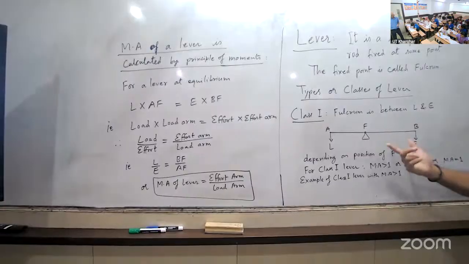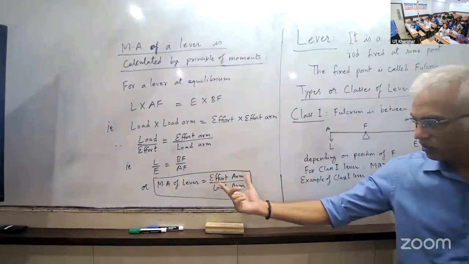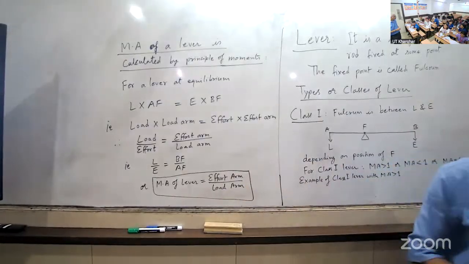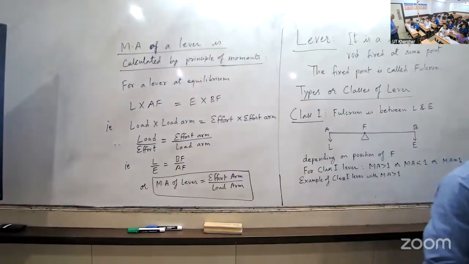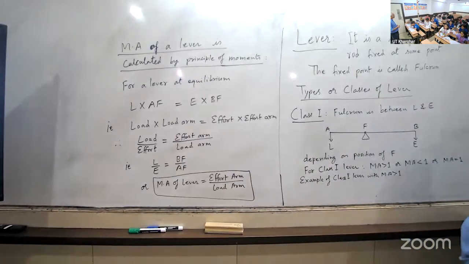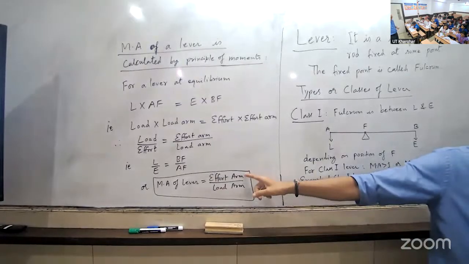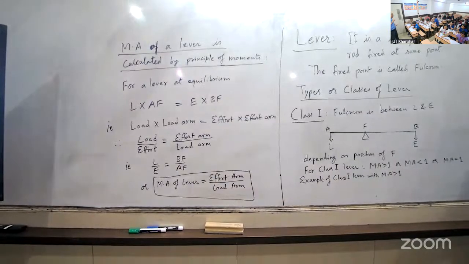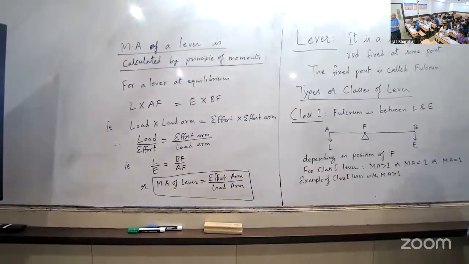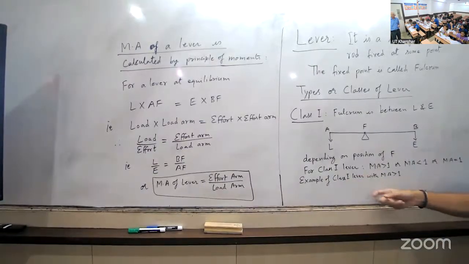So when will you get MA greater than 1? MA will be greater than 1 when the effort arm is greater than load arm. Correct? So for Caesar, is effort arm greater than load arm? No. So what will you get? MA will be less than 1 for Caesar. यही होगा ना? Because Caesar का effort arm तो छोटा होता है. Okay?